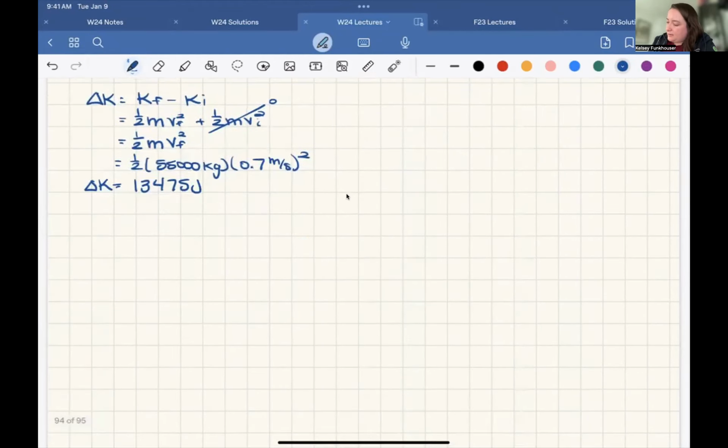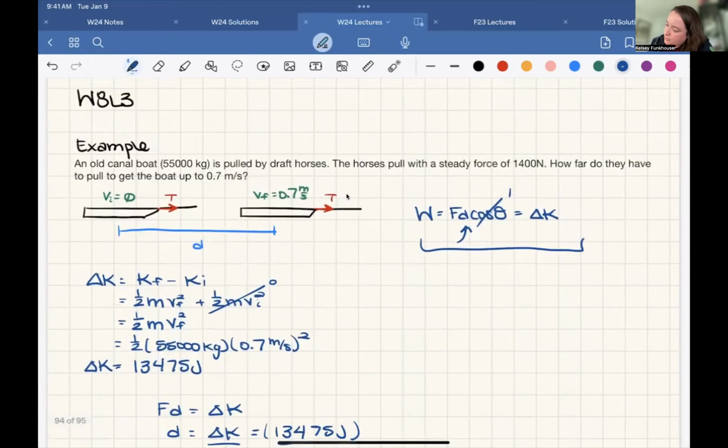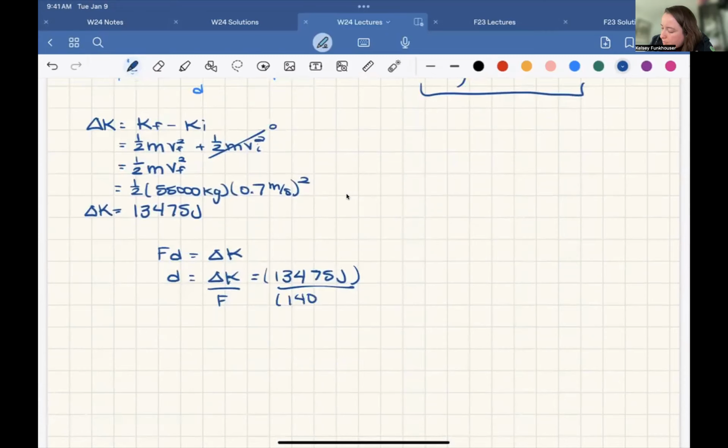We could round that, but I'm going to leave it as that for now. Okay, and then let's go back to this relationship here. FD equals change in kinetic energy, and we want D, so we're just going to divide the force on both sides. Gives us the distance is the change in kinetic energy divided by the force. So let's plug stuff in. 13,475 joules divided by 1,400 newtons. And this gives us 9.6, or I'm going to round here, 10 meters. So that's the distance they need to pull the boat to get it up to that speed.